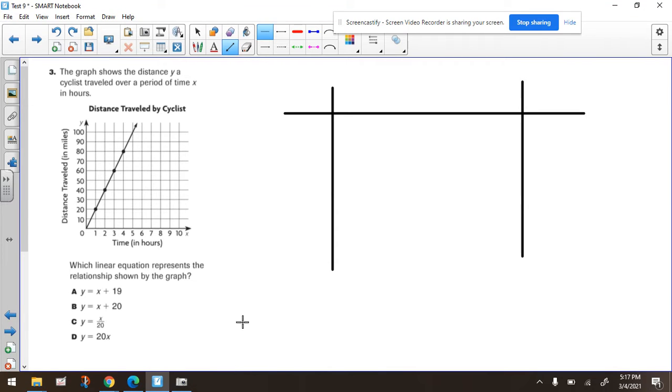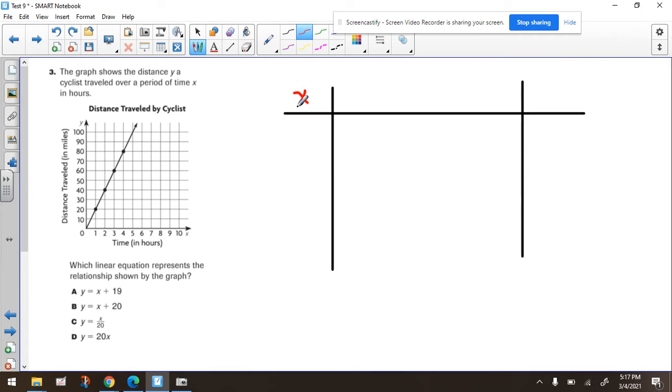Hey everybody, we're looking at number 3. It says the graph shows the distance y a cyclist travels over a period of time x in hours, and here's the graph. Which linear equation represents the relationship shown by the graph? So let's make a double T table to help figure this out.